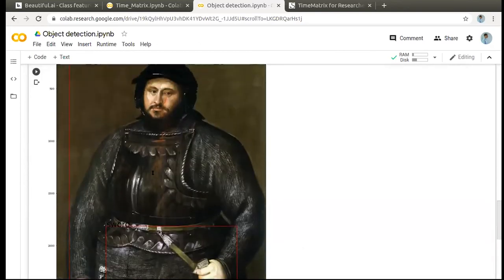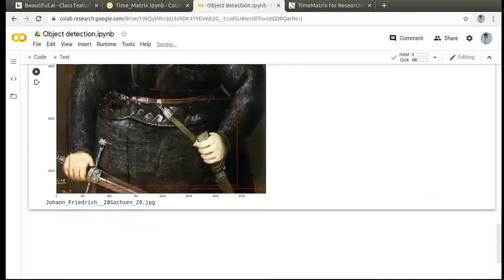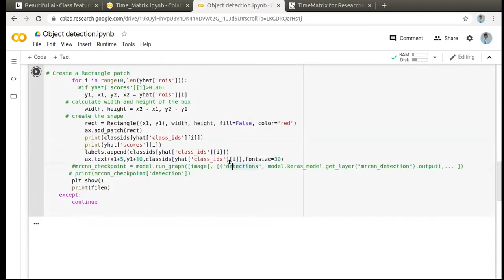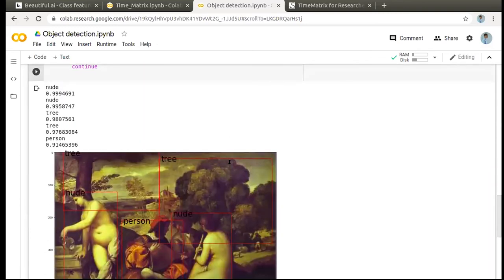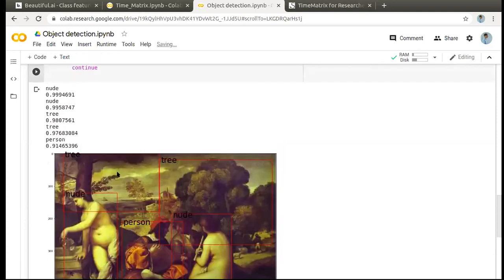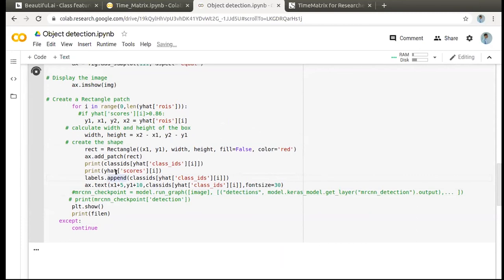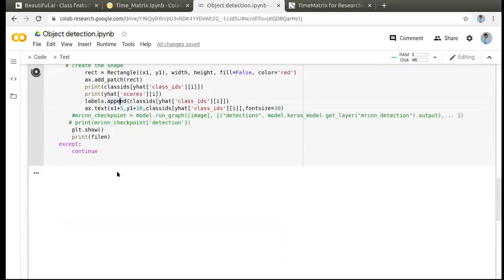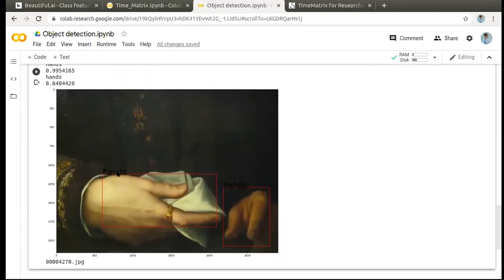So yeah, you can see the example of detection, person and sword here. I mean, the sword here, I guess. I just want to show you one example, which is really interesting for me. Yeah, it's not this one, but anyway. So you can see the person, the notes, the trees. This is an example of parts of the body, as I told before.